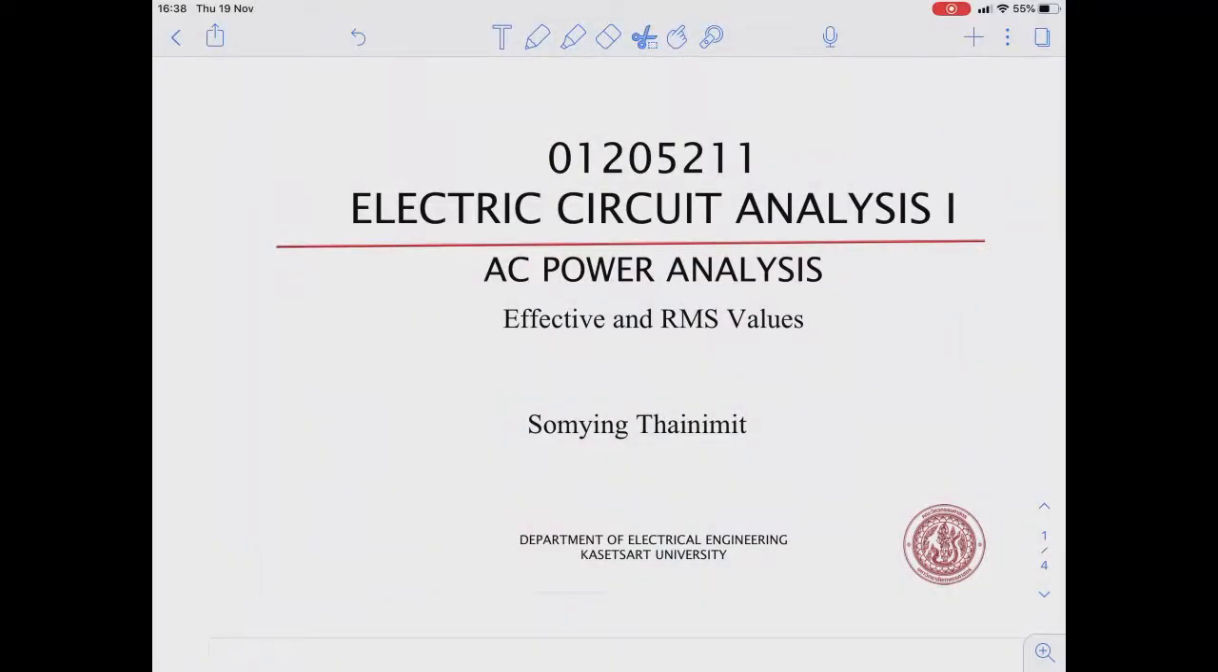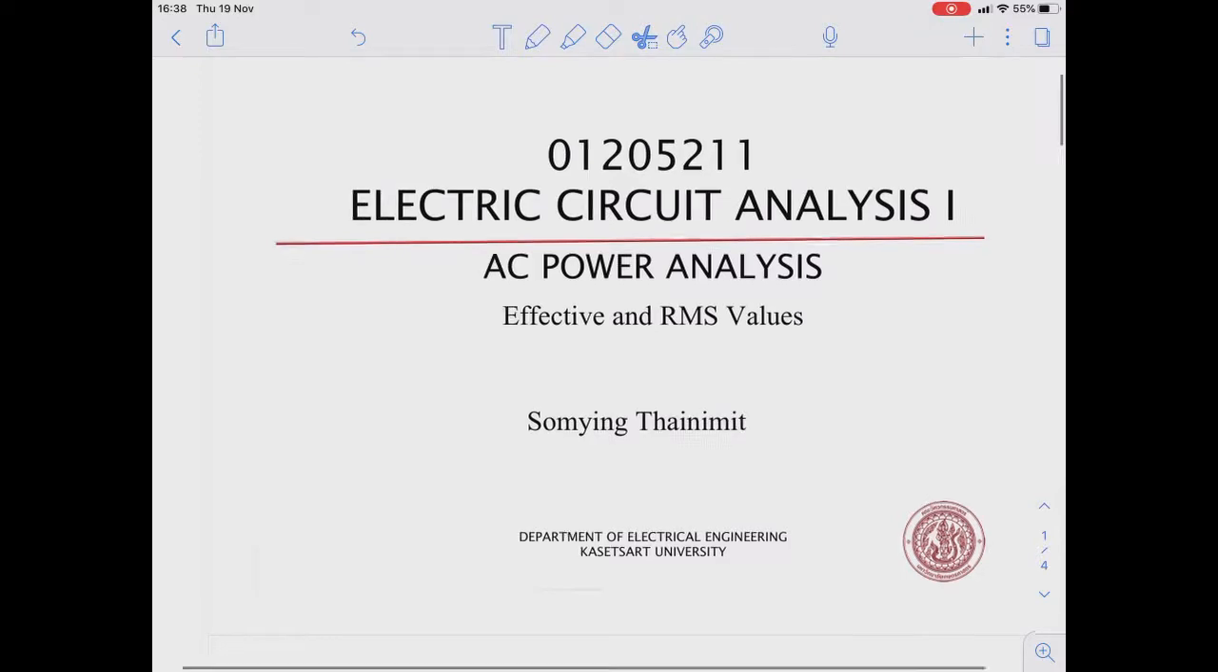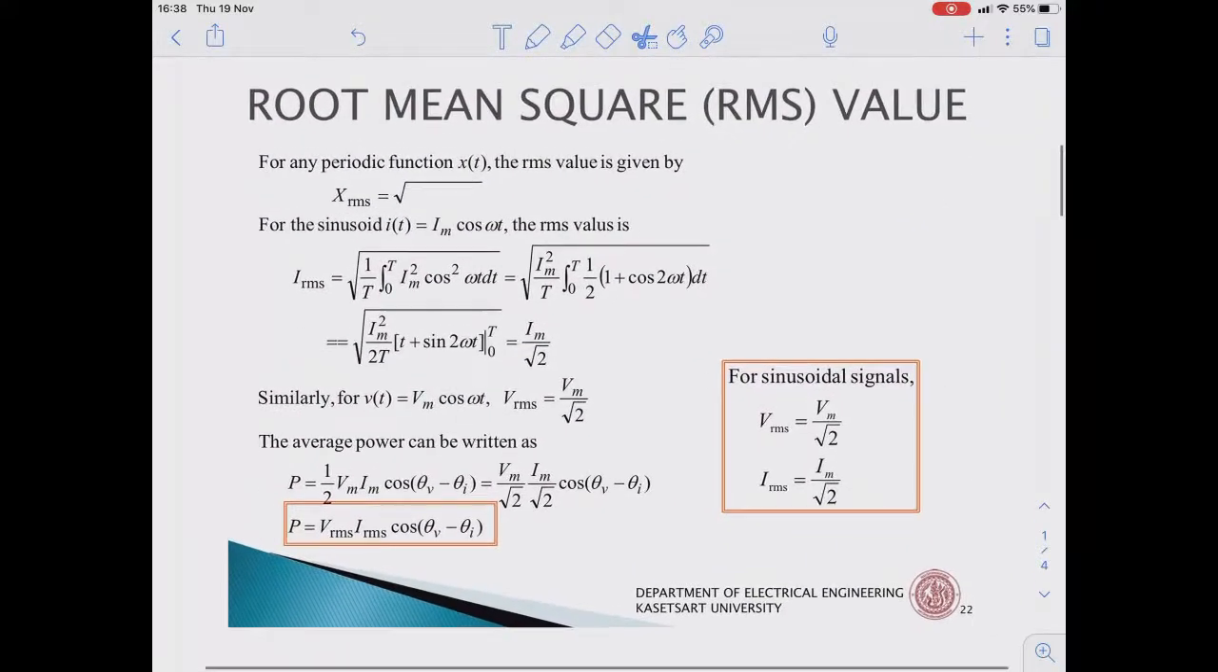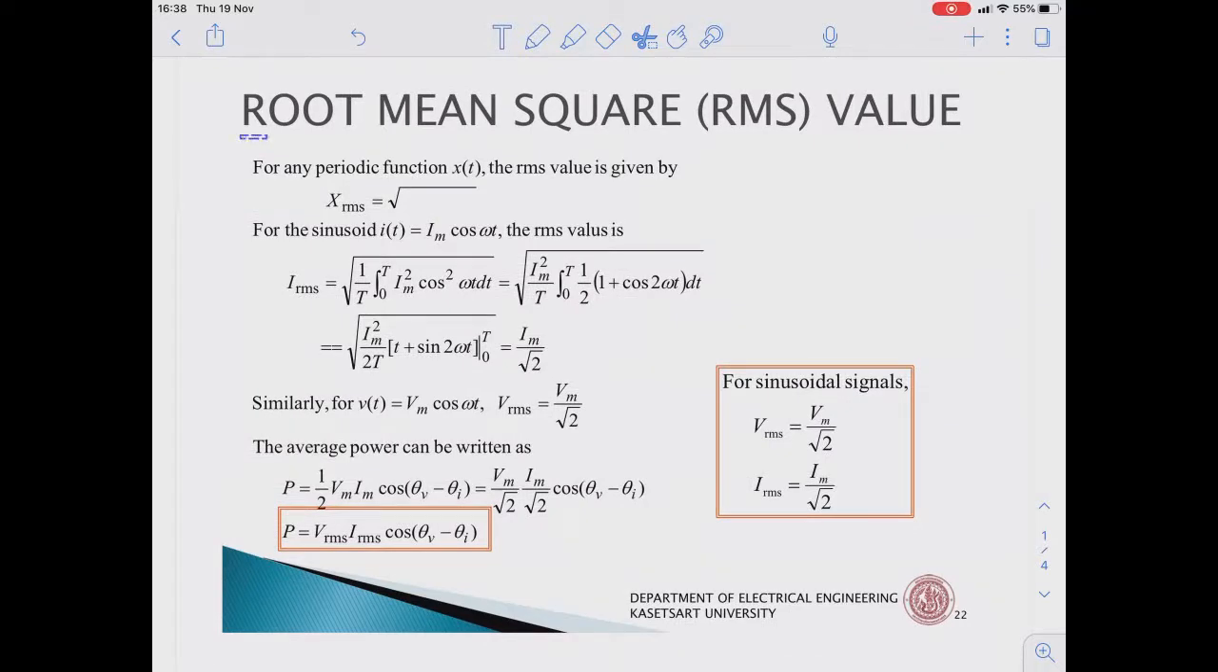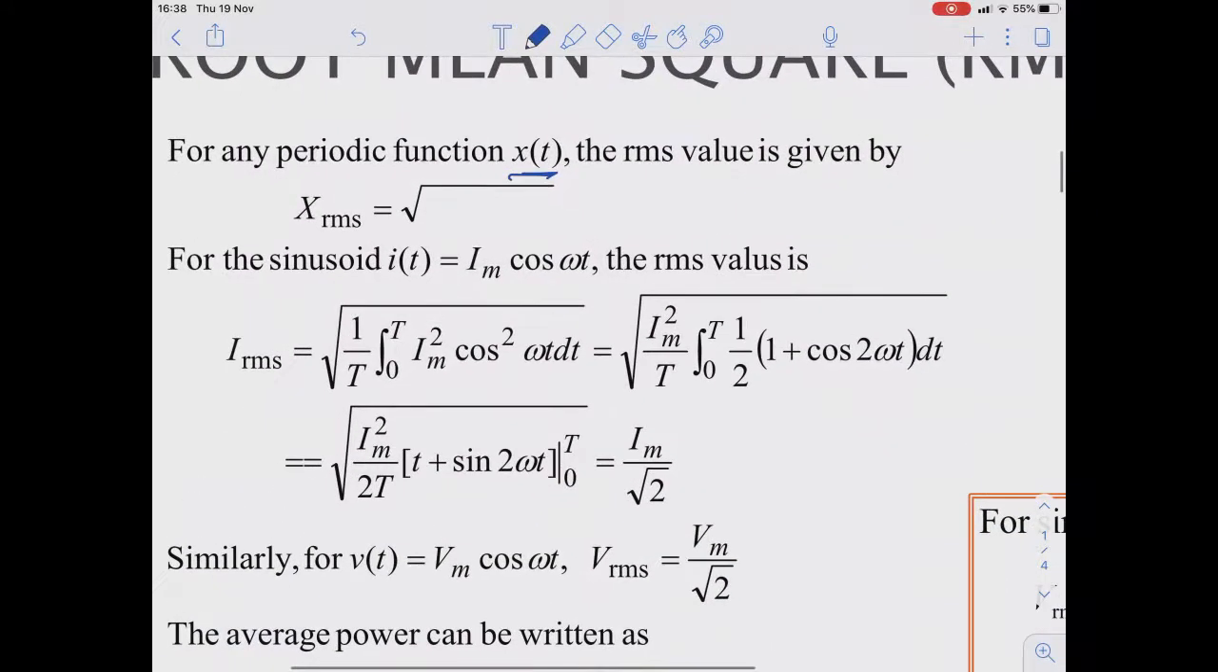In this clip we will learn about the effective and RMS value. RMS comes from root, mean, square value. For any periodic signal x(t), the RMS value is defined by x_RMS equals the square root of 1 over T, integrate from 0 to T of x squared dt. So this is root, and mean, and then square.